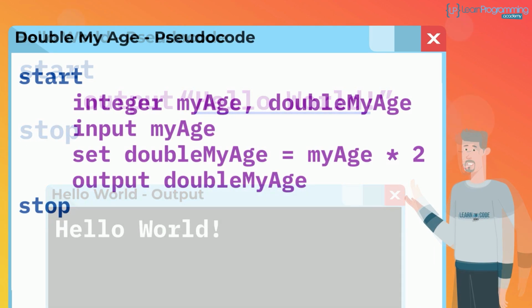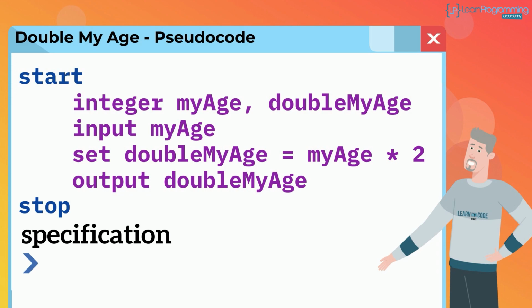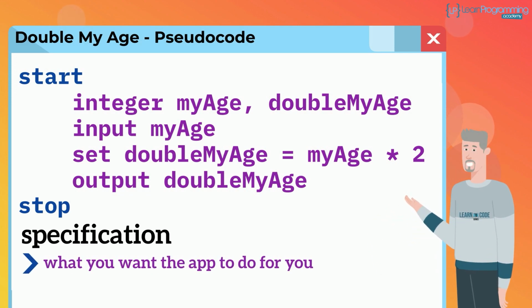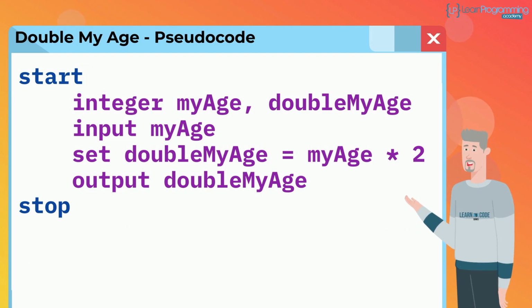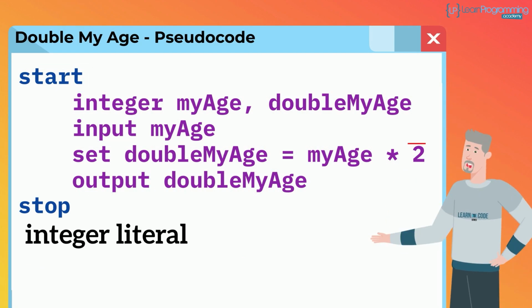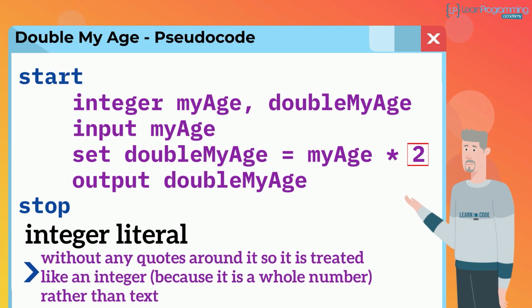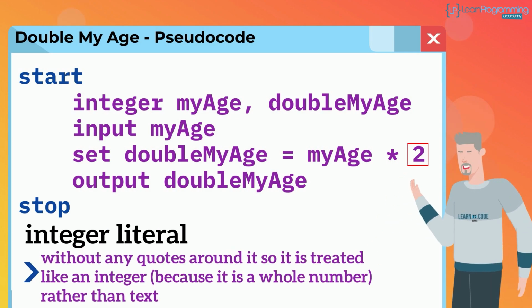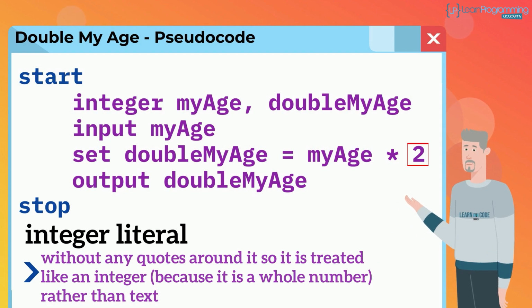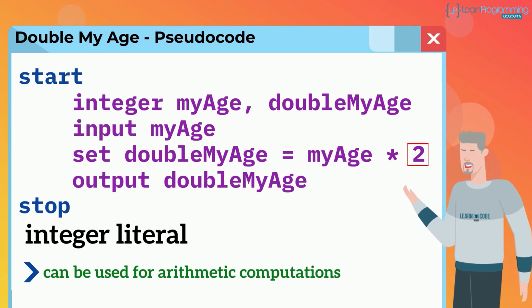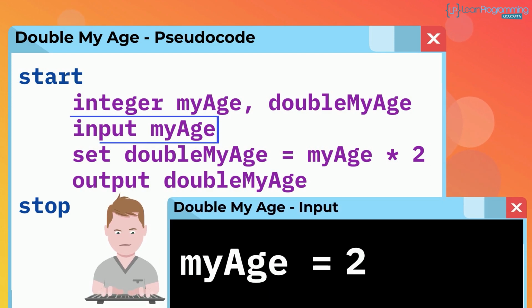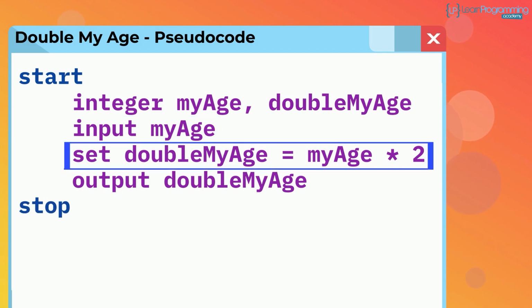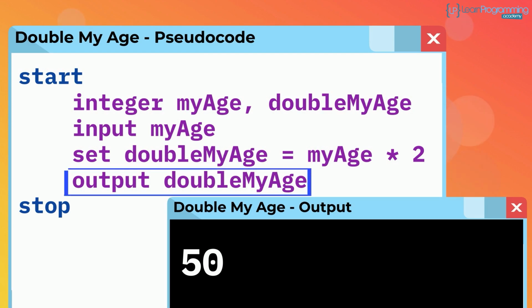The second example includes its specification, what you want the app to do for you. Now this example used all 6 reserved words, as well as another type of a literal, namely an integer literal with a value of 2 without any quotes around it. So it's treated like an integer because it's a whole number rather than text. Integer literal values can be used for arithmetic computations. This example wants the user to input his or her age as a whole number, an integer. The program then is expected to double the user's age and finally output the doubled age value.